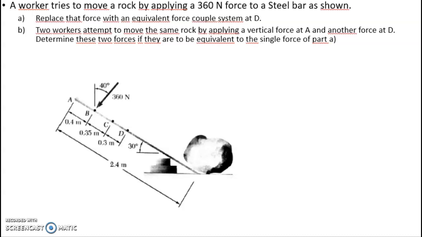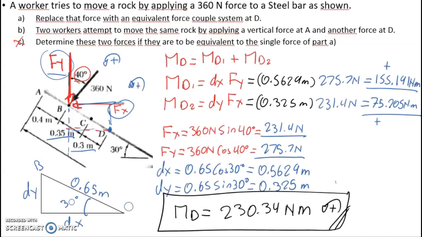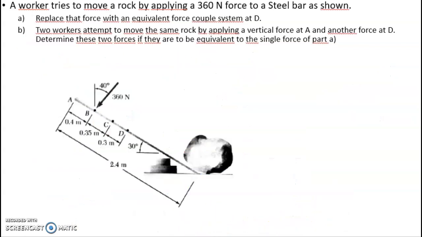Part B of this problem. Now we have two workers attempt to move the sun rock by applying a vertical force at A and another at D. Determine these two forces if they are to be equivalent to the single force at part A. That means now we want to create exactly the same effect of the moment that we got in part A, but now with two forces.